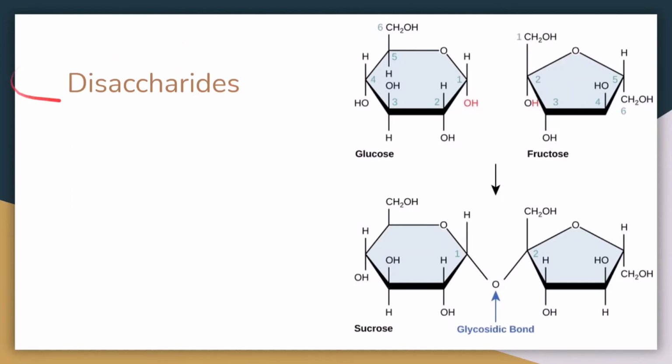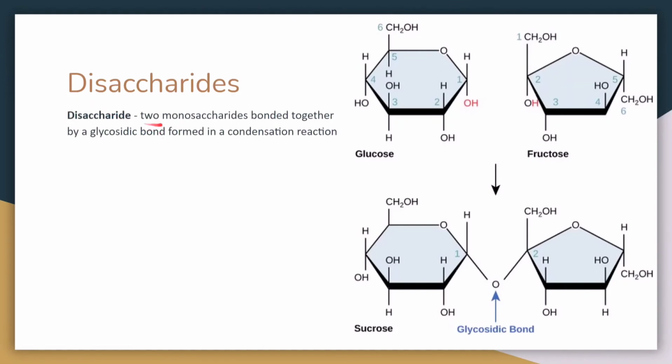And next is disaccharides. Disaccharides are when 2 monosaccharides are bonded together by a glycosidic bond formed in a condensation reaction. A condensation reaction is the removal of water to form a larger molecule. So if you can see here, we have glucose and fructose, and highlighted here are the hydroxyl groups on carbon 1 of the glucose and carbon 4 of the fructose.